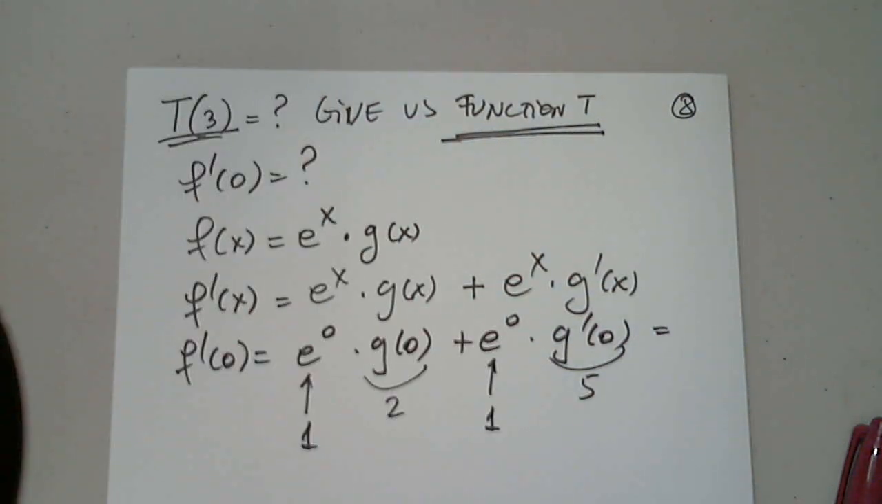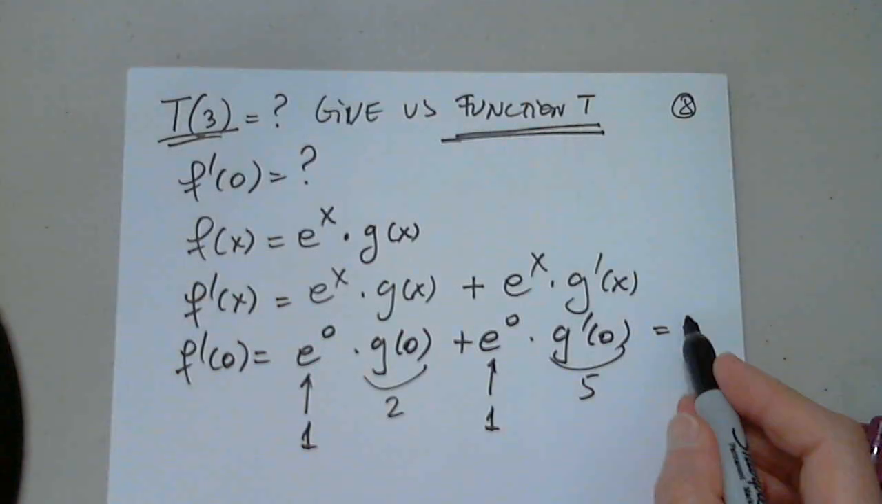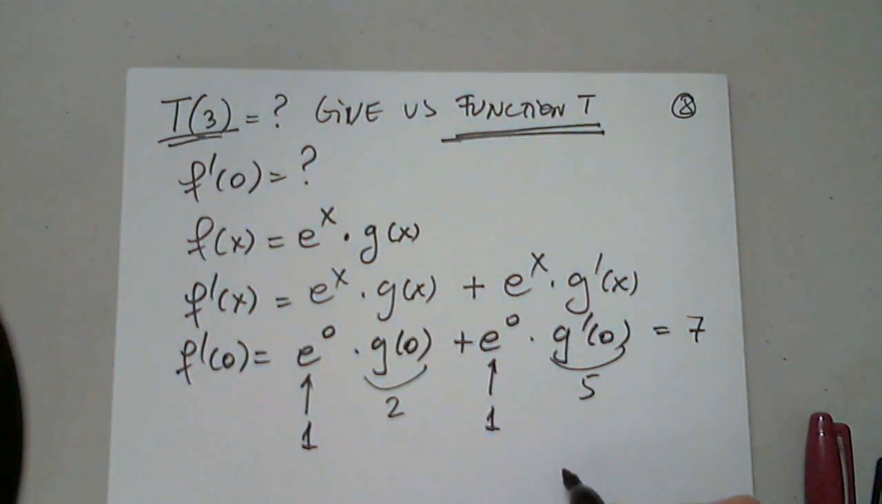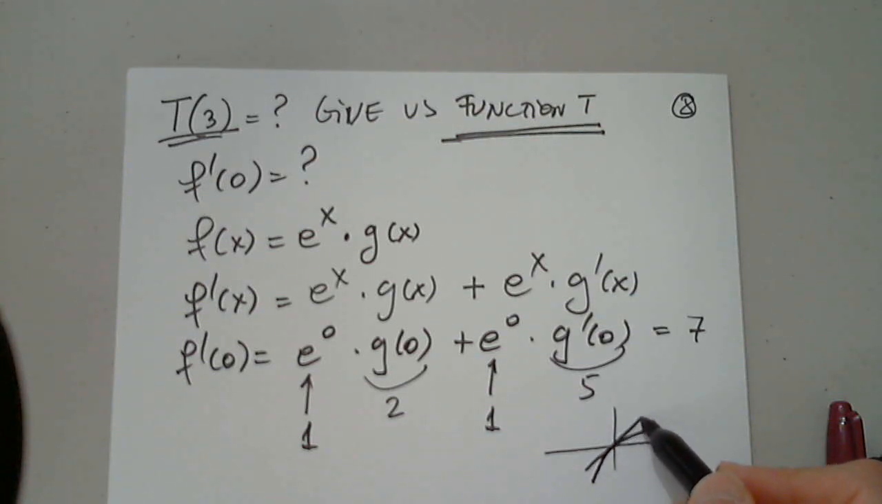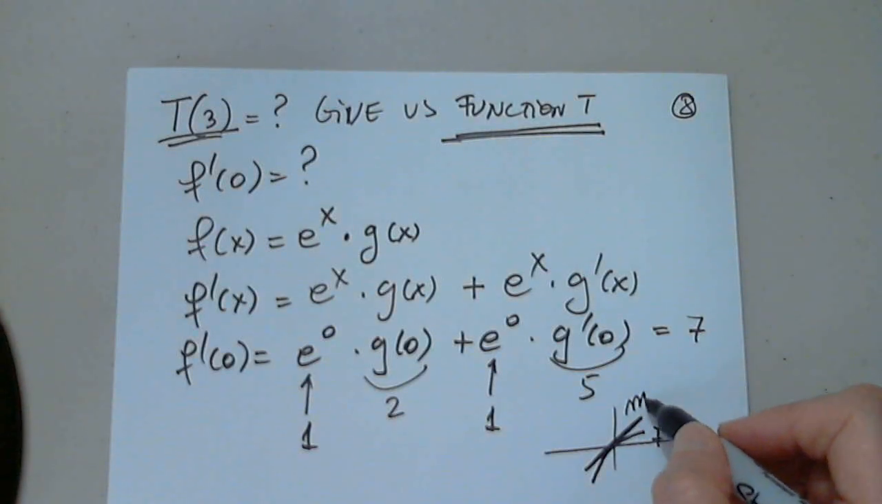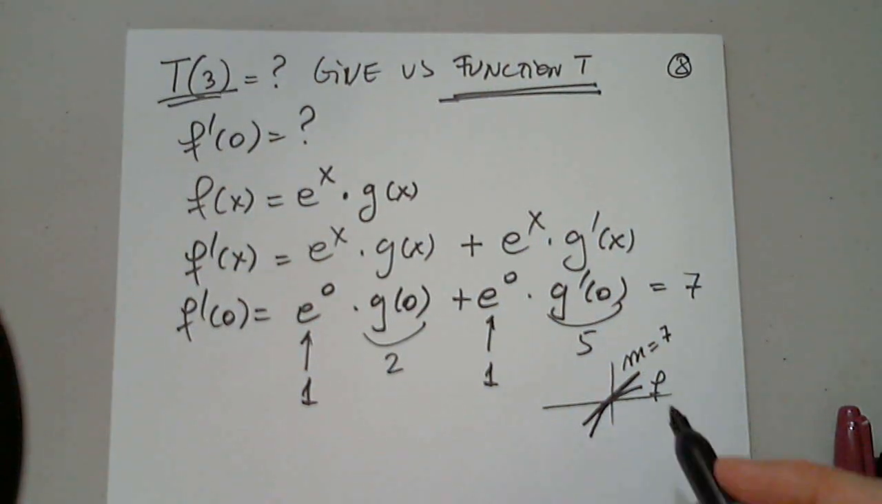And now we have the answer. Although we don't even have function g, we had to have some information about g. So what would be the final answer for f prime of 0? It will be equal to 7. That means the slope of the tangent line to the graph of function f at 0 is 7. The rate of change of the function at this point is 7.